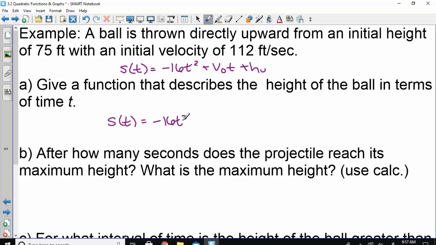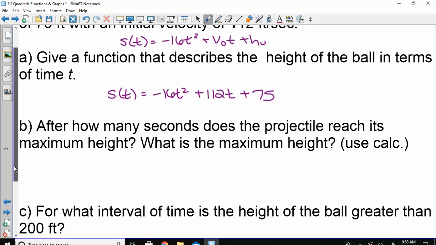So t is the variable, that's not going to change. But v sub 0, what is the initial velocity here? And what is h sub 0, the beginning height? So first thing we have to do is just plug in the beginning height and velocity. If you started on the ground, what would your height be? 0. If you're on the ground, good.